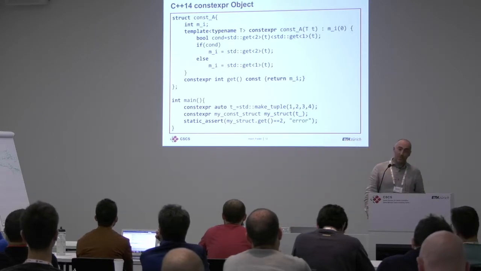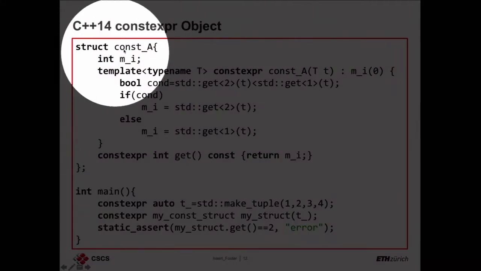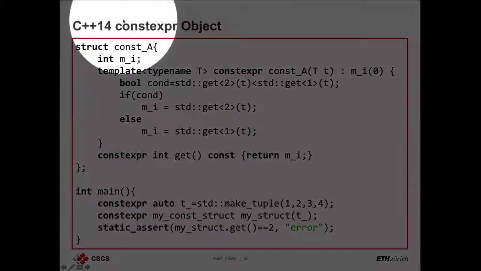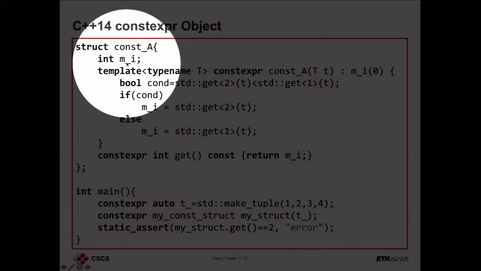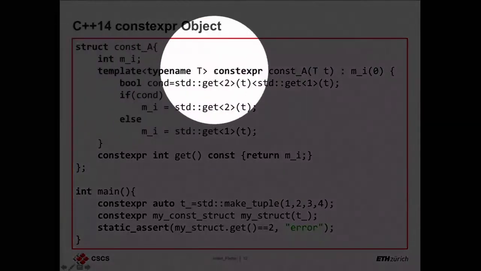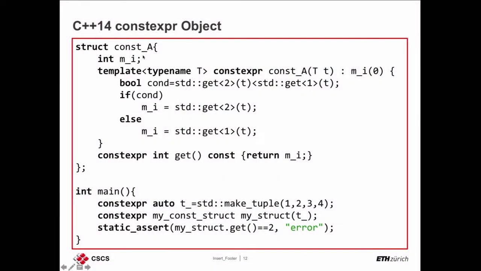And I can also use it to construct my objects. So now I have my class, which I call const_a. It has an integer member, m_i. This doesn't have to be constexpr, actually. It has to be just an integer member. And I have a constexpr constructor.